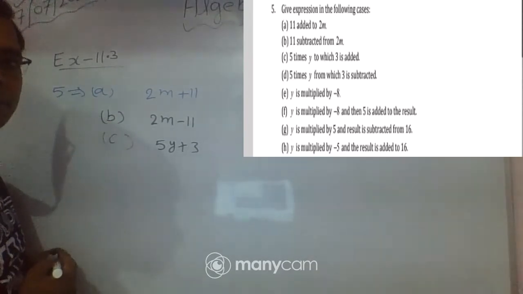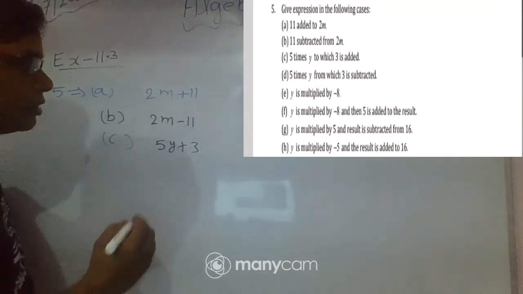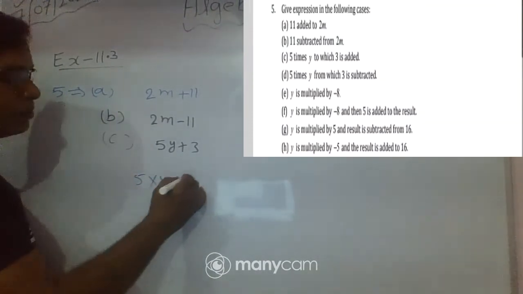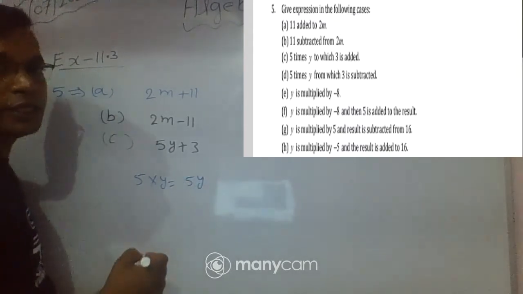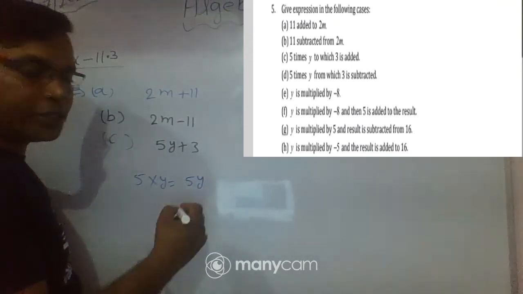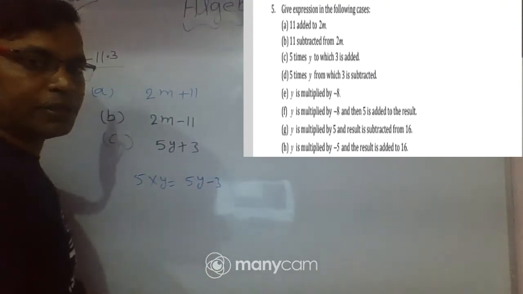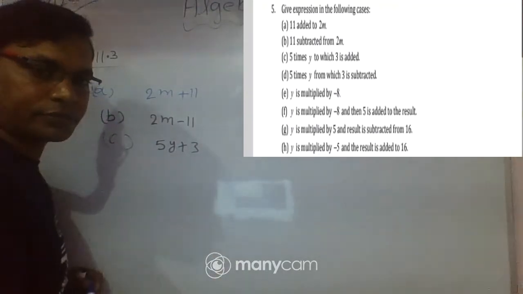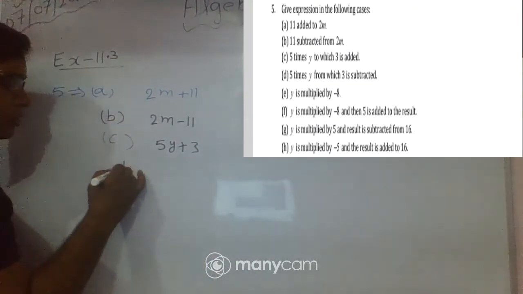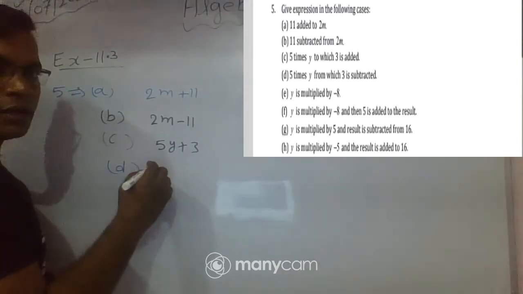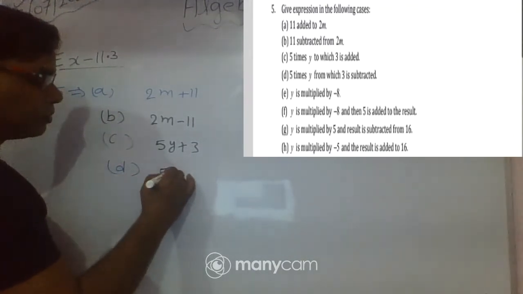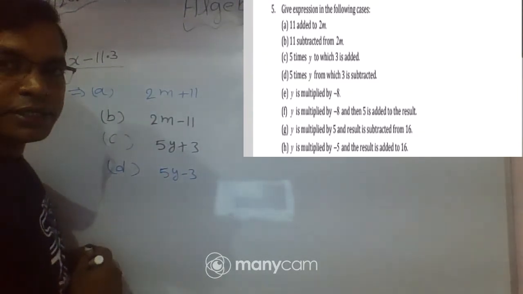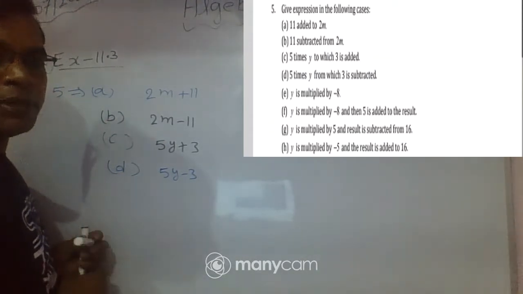Now, what is the D part? 5 times y, from which 3 is subtracted. So 5 times y means 5 into y. Okay, this is 5y, from which 3 is subtracted, it means that minus 3. This is our D part. 5y minus 3. Clear?